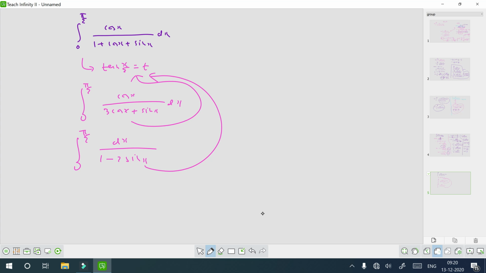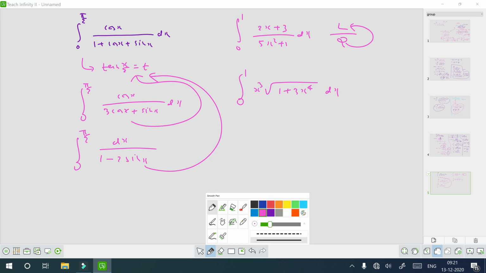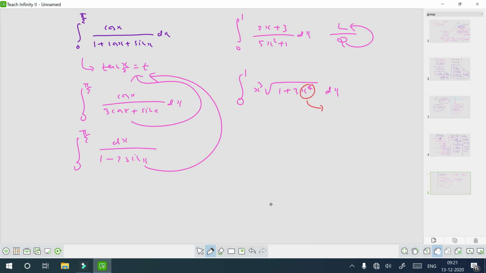Clear? Now 0 to 1 2x plus 3 over 5x square plus 1 dx. The numerator is linear, the denominator quantity is quadratic. Arrange the derivative here. Next, 0 to 1 x cube under root 1 plus 3x raised to 4 dx. See, take x raised to 4 is equal to t. Why? Because here x cube is there, so x cube into dx comes out in terms of dt.